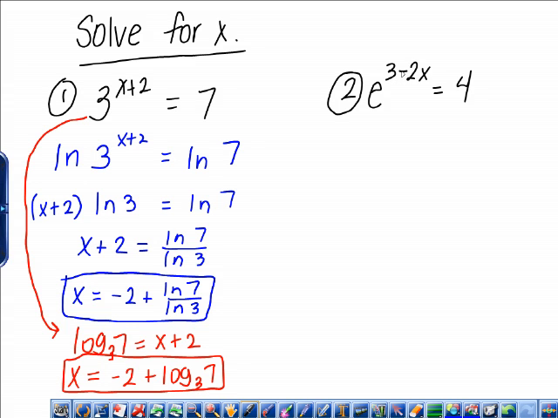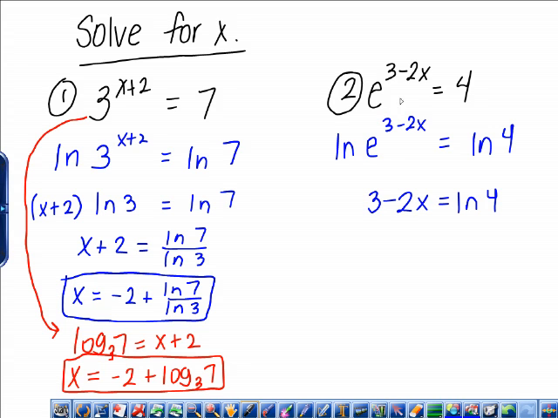So here we have e to the power of 3 minus 2x equals 4. And again, I am going to take natural log of both sides. All right, so then I have natural log of e to the 3 minus 2x. This is actually just a property. You can change 3 minus 2x to being your coefficient and then say that natural log of e is 1, or you can just use the property that natural log of e to a power is that power. So 3 minus 2x is equal to natural log of 4.